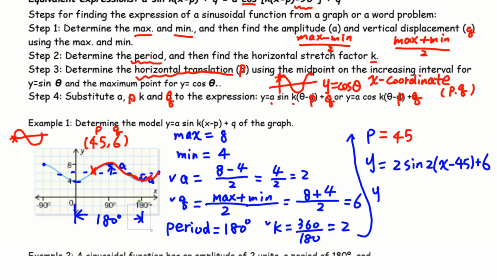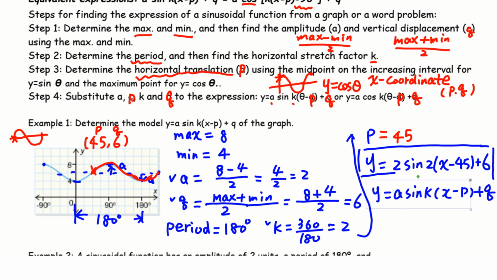So the general equation is A sine K bracket x minus P bracket plus Q. So we just sub in the A, K, P, Q, and this is the equation to describe the given graph. So this is how we are able to determine the equation for this model.